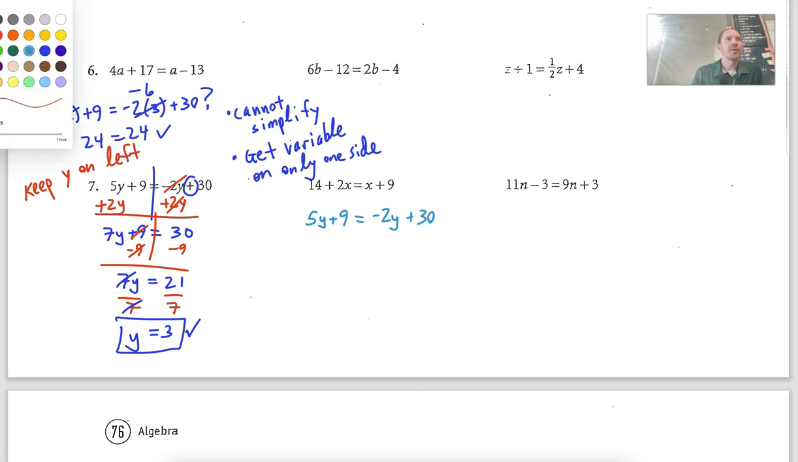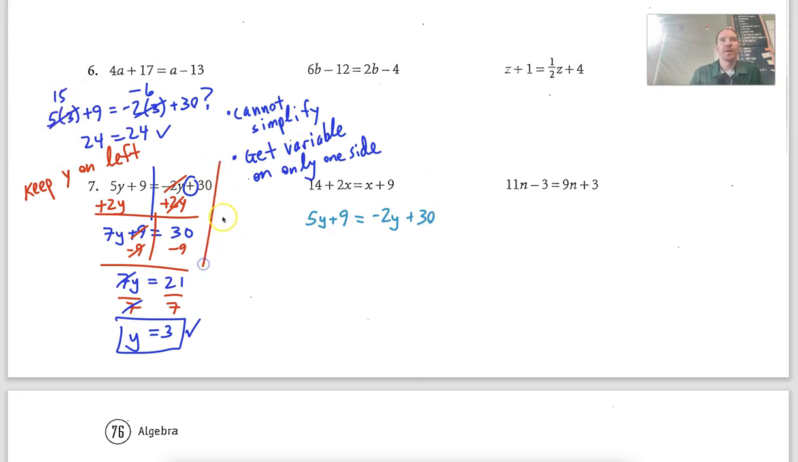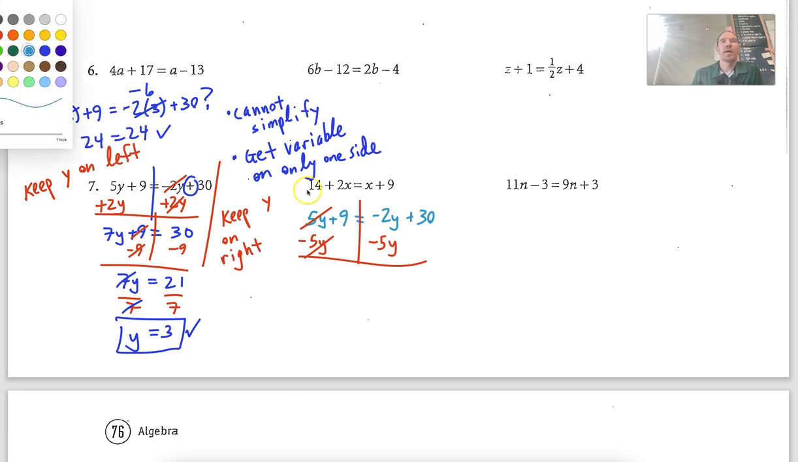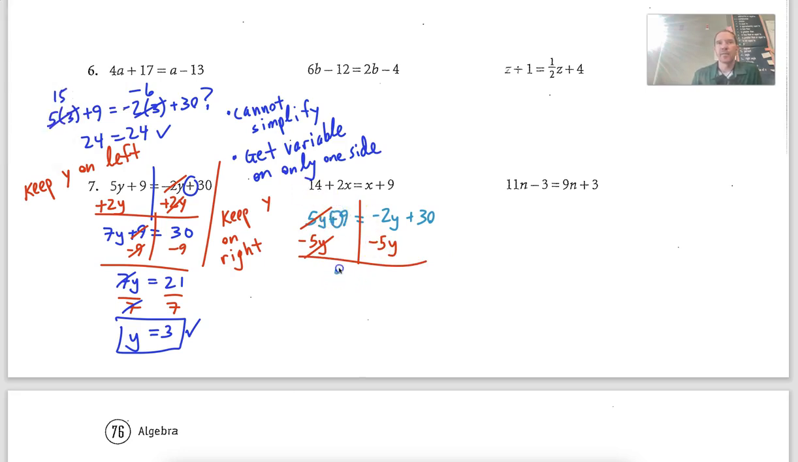So this time, if I keep y on the right, because it's my choice, I still can't simplify either side, but if I just say, you know what, I just want to keep it on the right, well, that means I have to get rid of 5 yo-yos on the left then. So I can take away the 5 yo-yos, no more yo-yos over there, but I got to balance. So I'm left here now with a positive 9 on the left. And over here I owe 2 yo-yos plus 30.